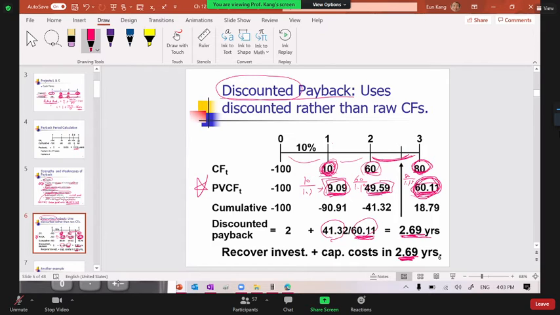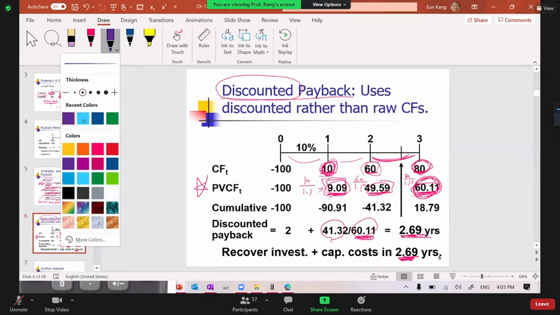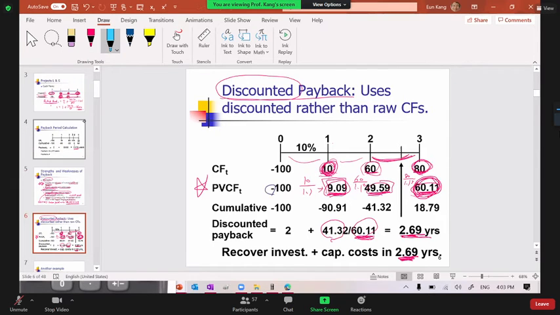Just practice. Professor? Yep. How did we calculate negative 90.91 and 41.32? Can you explain that, please? Oh, good question. Because you just look at this. Maybe I'll just show. You put negative here, right? Negative.